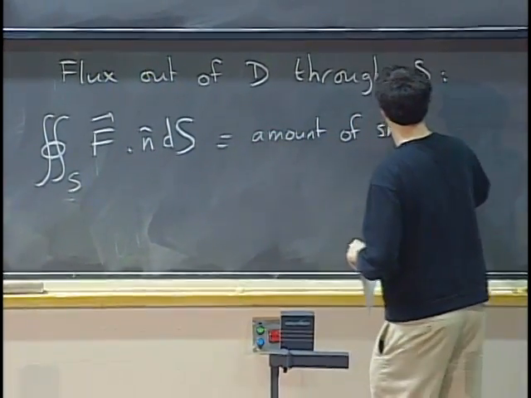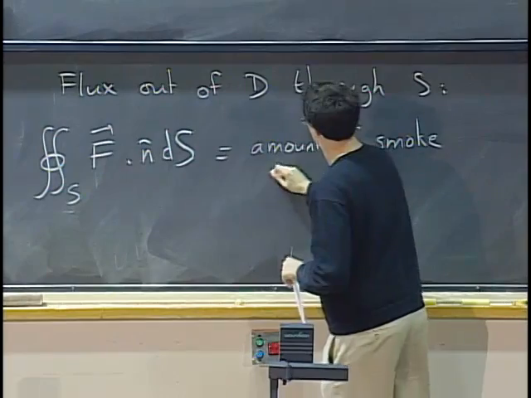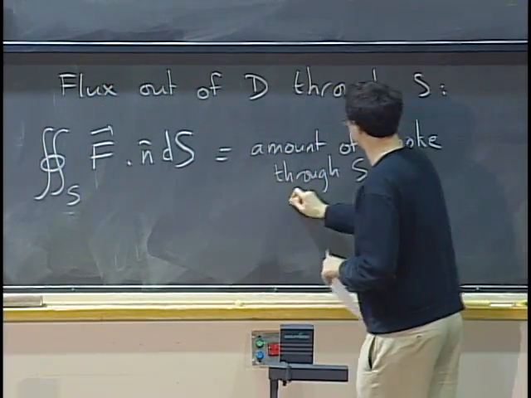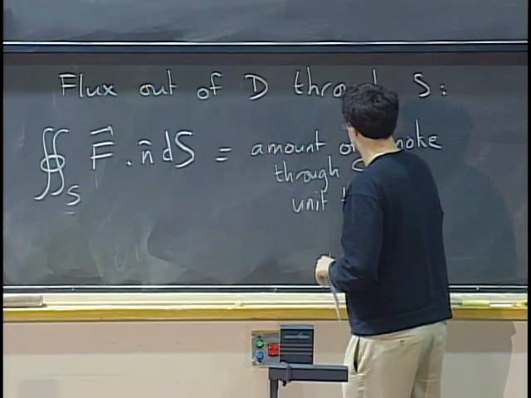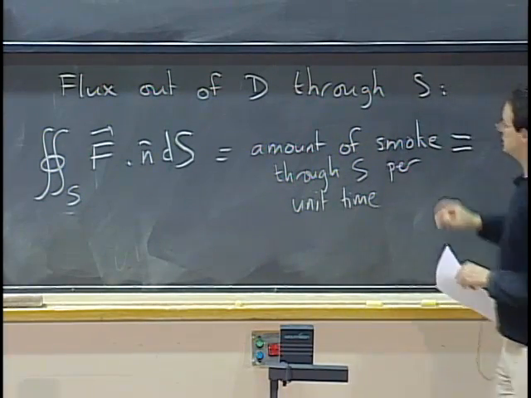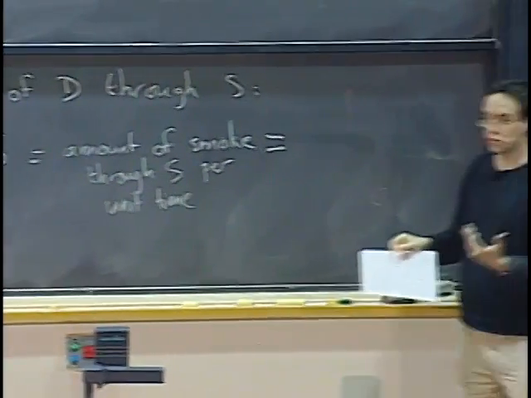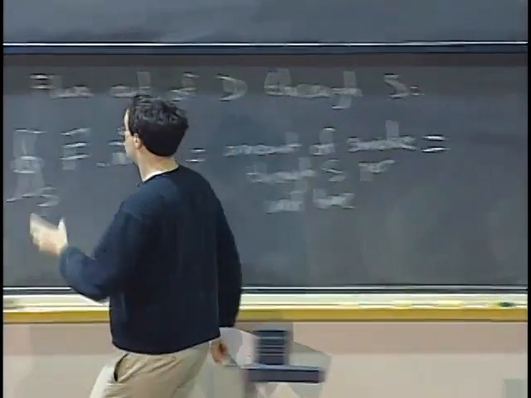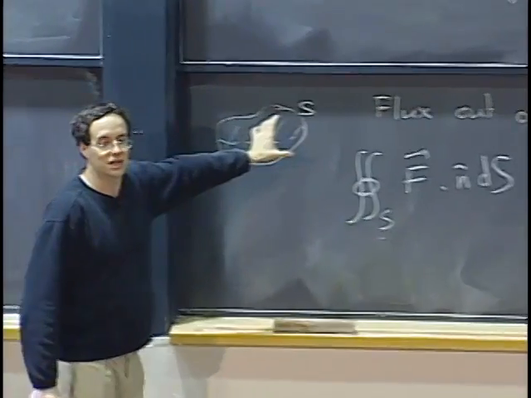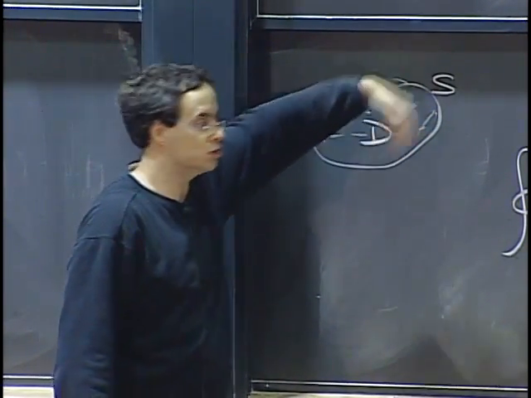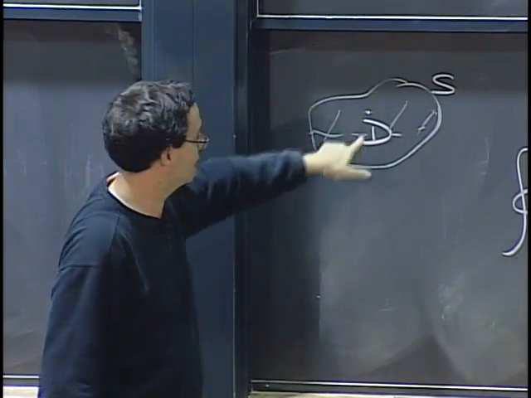That's the amount of smoke through S per unit time. But now, how can I think of that? How can I compute that differently? Well, I can compute it just by looking at the total amount of smoke in this region and saying how much it changes. If I'm gaining or losing smoke, it means it must be going out there. Well, unless I have a smoker in here, but that's not part of the data.